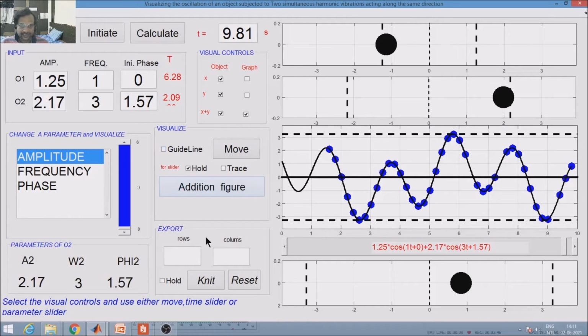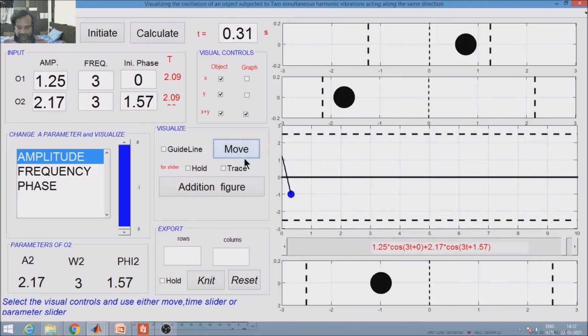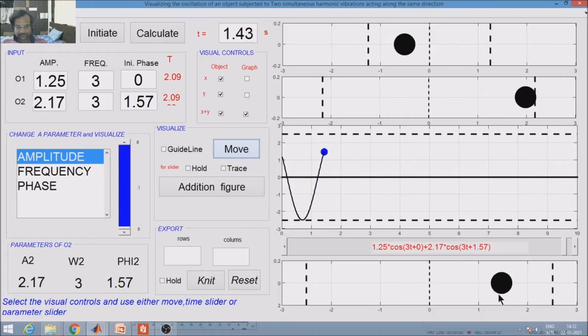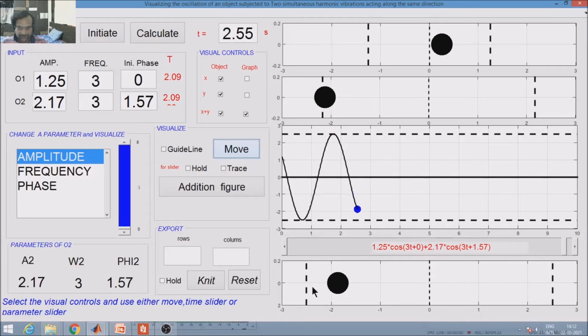Now let us consider a case of equal frequency first and see what happens. This time I will not use the slider, but I will use this button which will move and plot the thing for us. So now frequencies are same, but amplitudes and initial phases are something different. Let us observe. First it has gone to left extreme, it has gone to right extreme, again it is going to left extreme.